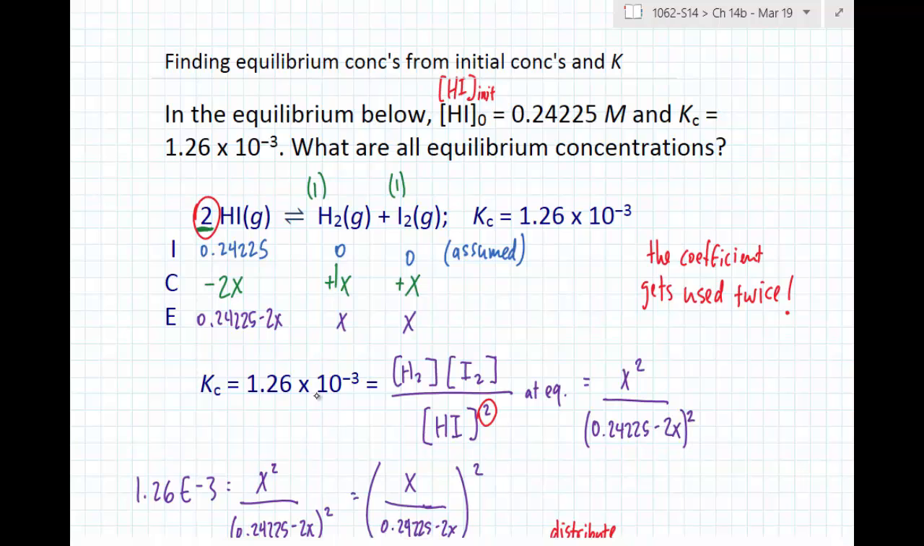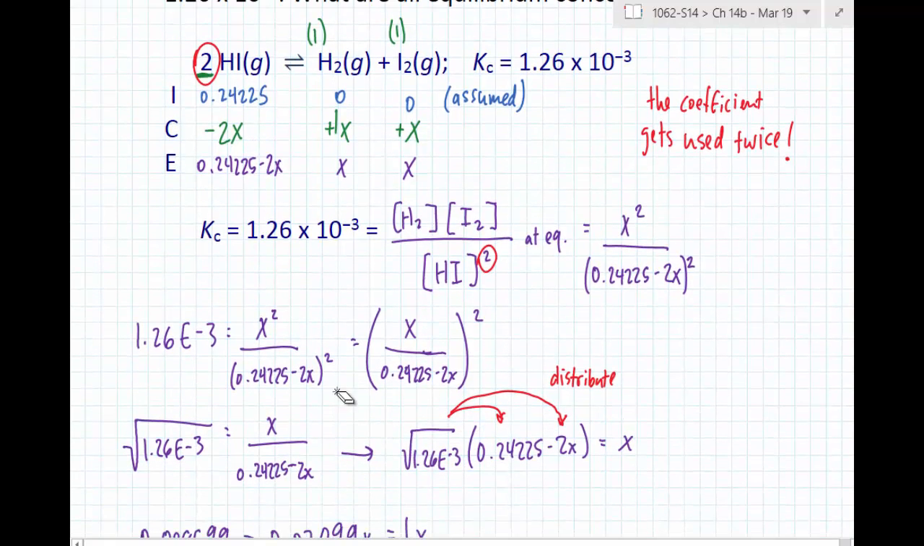That look good? Okay. Now, I mentioned that we were actually kind of lucky on this one because we had a quantity squared on top and a quantity squared on the bottom, which meant we could take the entire square root of the whole thing. That's a direct consequence of having two products and coefficient 2 of a single reactant. And there are a lot of reactions that do that, but definitely not all of them.